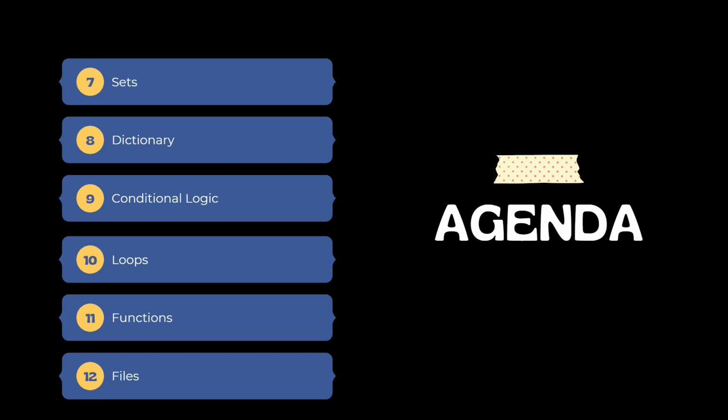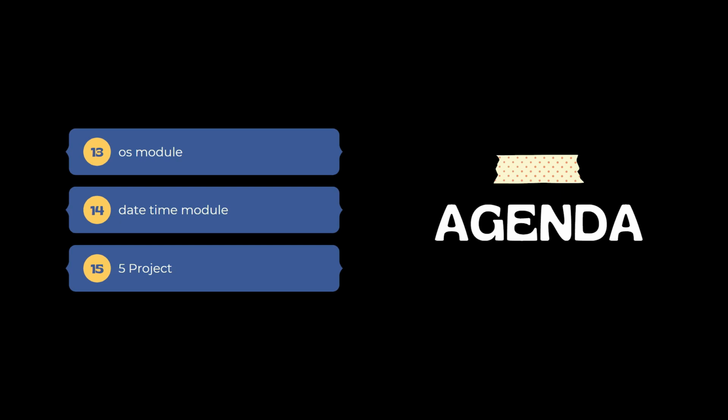Then we are going to discuss conditional logic like if, else, and else if. Then we are going to discuss loops like for loops and while loops, and solve some problems. Then we are going to discuss functions in Python, and all the types of functions and how we can use them. Then you will also see how to handle files, how to read a file, how to write a file, and also how to handle exceptions in files. Then we will discuss the OS module, that's the operating system module, and also the datetime module. So this is the agenda for the full course.